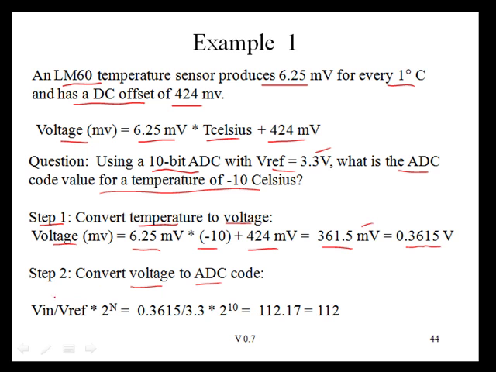We will now convert that voltage to an ADC code. We know that formula is Vn divided by VREF times 2 to the n. So we have 0.3615 volts divided by 3.3 volts times 2 to the 10th. It's going to equal 112.17, which will truncate to the final answer of 112.